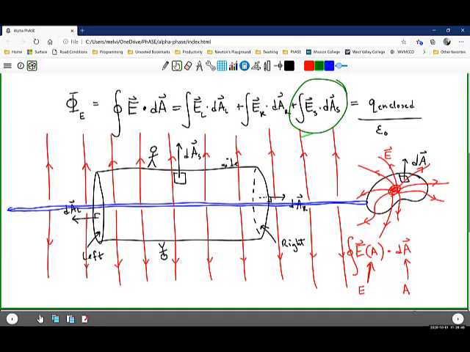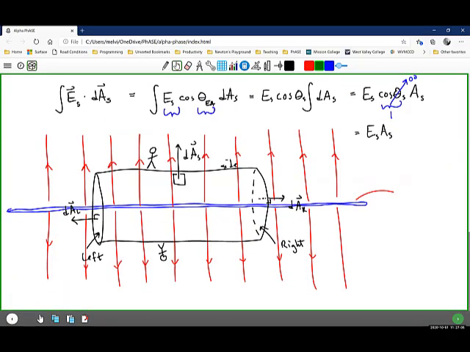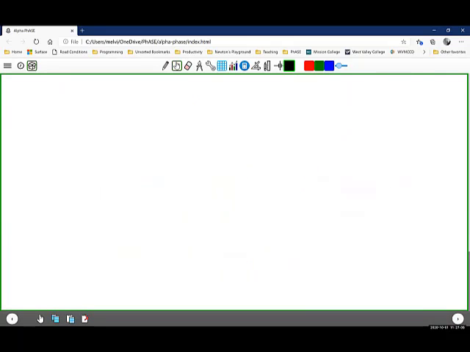We still have to look at that one. That's the right cap of the cylinder. And we have to look at the left cap of the cylinder. So let's look at the right and left caps of the cylinder. I'll just take it to another page. This will be the left cap of the cylinder with an area vector that points to the left.